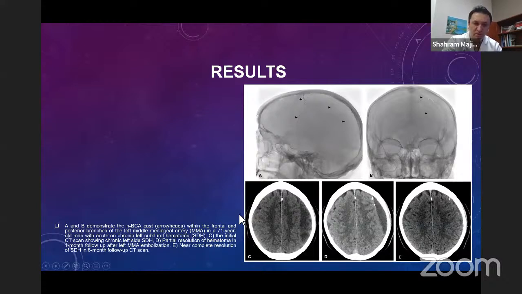This is an example of one of the patients, a 71-year-old gentleman who presented with recurrent left subdural hematoma, as you see on the left side CAT scan. He underwent middle meningeal artery embolization using diluted glue. As you see here, the arrows are showing the glue cast in the frontal and posterior branch of the middle meningeal artery. Here in the middle of the scan, you see the 1-month follow-up, and on the right-hand side, you see the 6-month follow-up, which is showing near complete resolution of subdural hematoma.